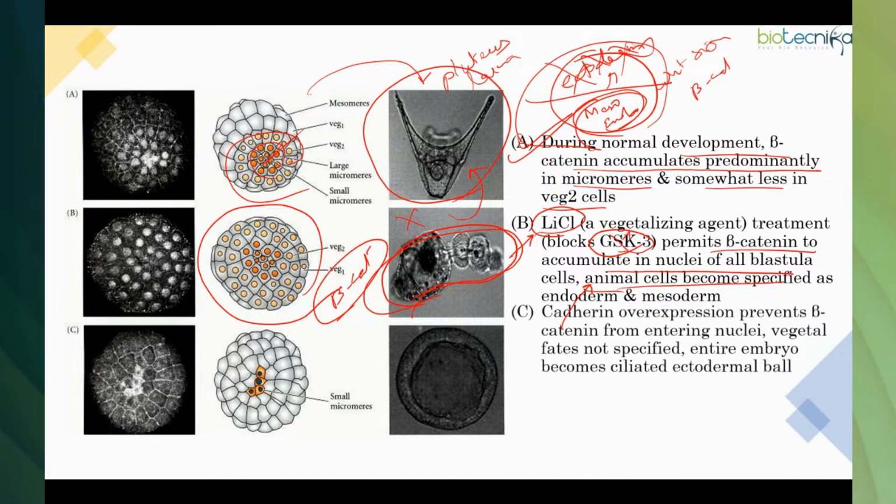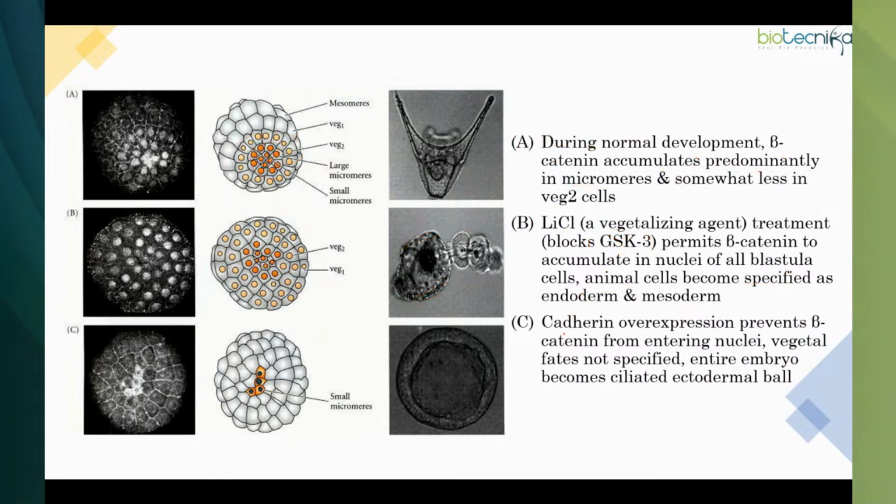All right. Then cadherin expression. If you treat with cadherin, it prevents beta catenin from entering the nuclei. That's what statement E said, that if you prevent beta catenin from entering the nuclei, vegetal fates are not specified. Now, in this case, it's the other way around. Beta catenin is there in the micromeres and somewhat in the veg2 layer of cells, but it is not allowed to enter the nucleus.